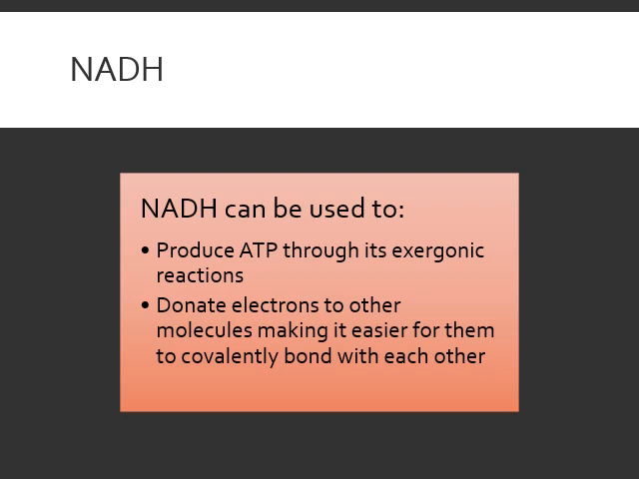A new energy intermediary I want to talk to you about is NADH. So NADH, just like ATP, is produced through exergonic reactions, and it's used to donate energetic electrons to other reactions. Makes them happen. So if you think of ATP and NADH as the energy currency of the cell, NADH is a quarter. ATP is $1.